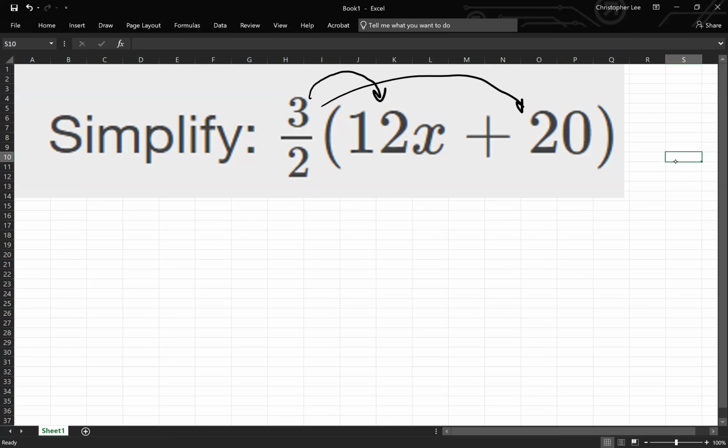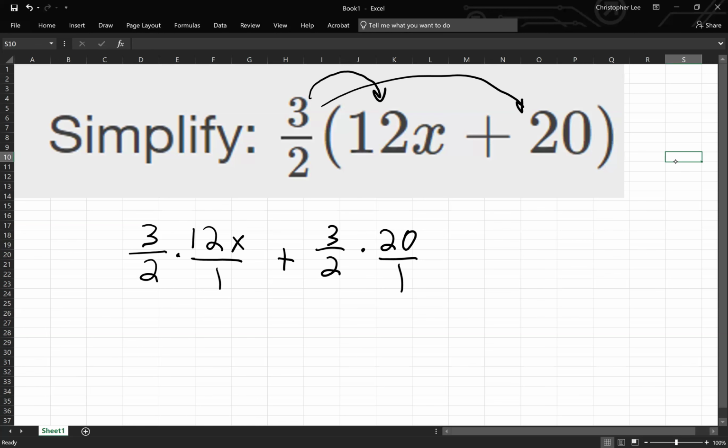And that's it, right? So let's do that. 3 over 2, this is going to become 3 over 2 times 12x over 1 plus 3 over 2 times 20 over 1. Now, I'm writing the 12x over 1 and the 20 over 1 because anything divided by 1 is the top number. It makes it easier so that you can see it's a fraction times a fraction, right?